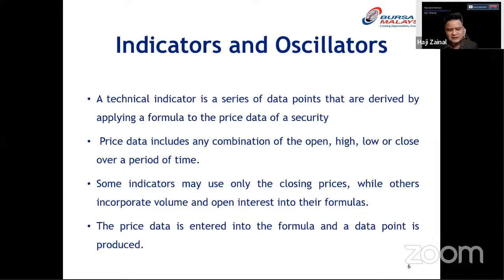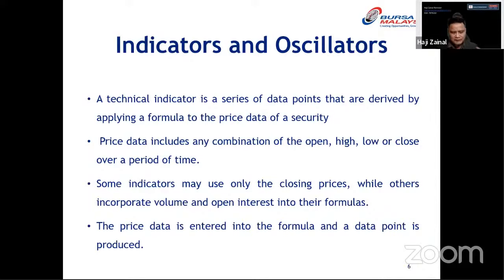A technical indicator is a series of data points that are derived by applying a formula to the price data of a security. This is the definition. But basically, the indicator means they're giving you some hint or indication of a certain price or movement of the price. They're talking about either a trend, or overbought or oversold.